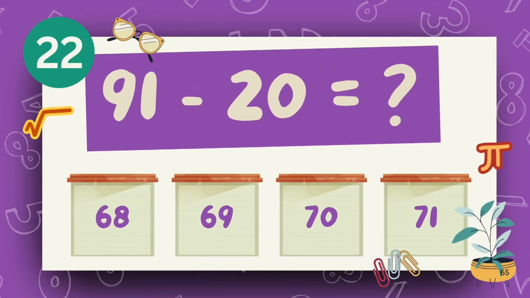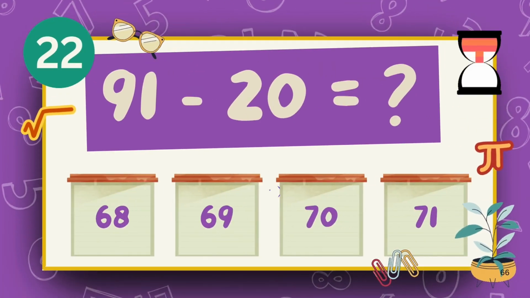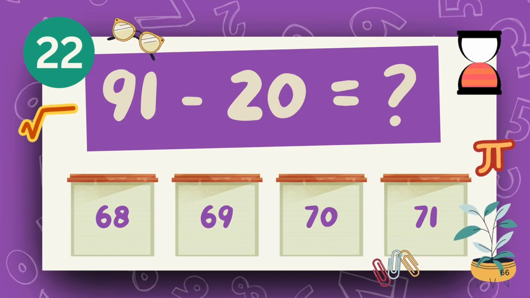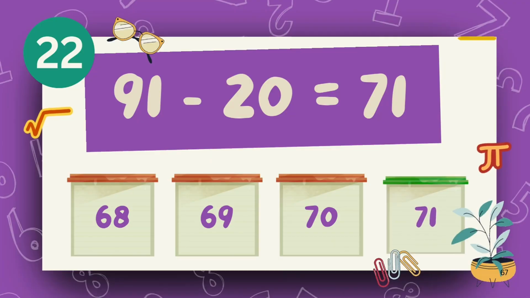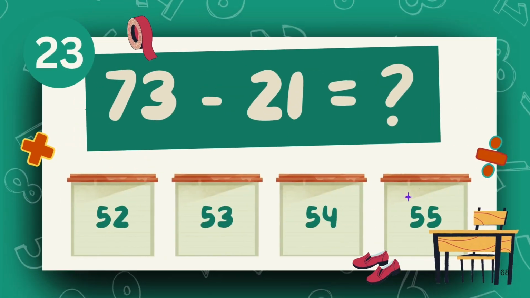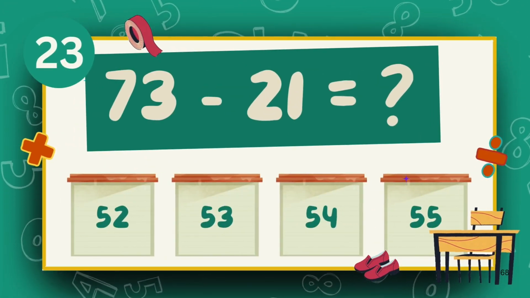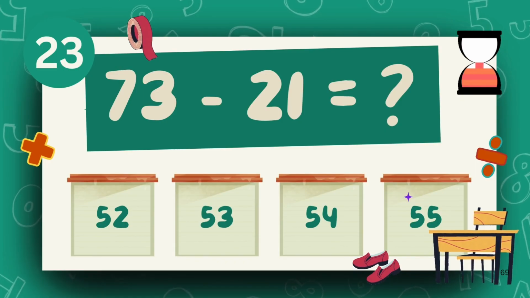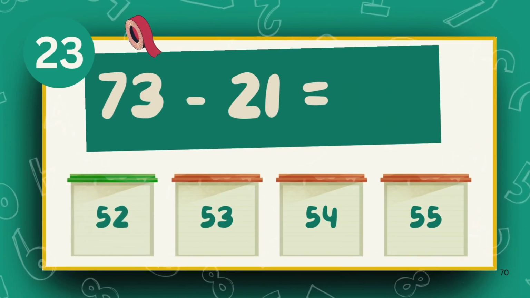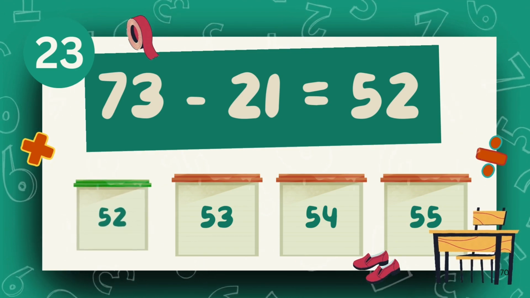What is 91 minus 20? The answer is 71. What is 73 minus 21? The answer is 52.